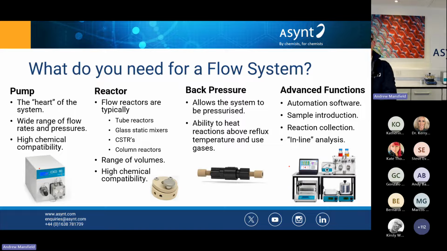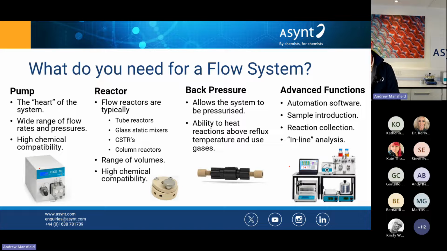So what do we want from a flow reactor? It needs a wide range of volumes, so we can control the residence times or access different volumes, and it needs that high chemical compatibility. So that's about it. We need a pump and a flow reactor, and then we can carry out simple chemistry.